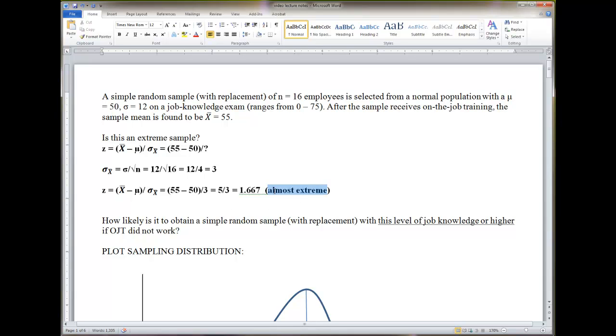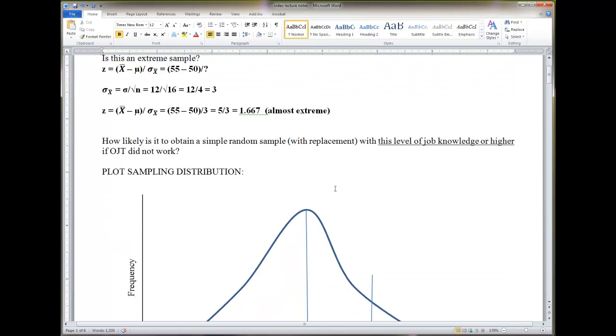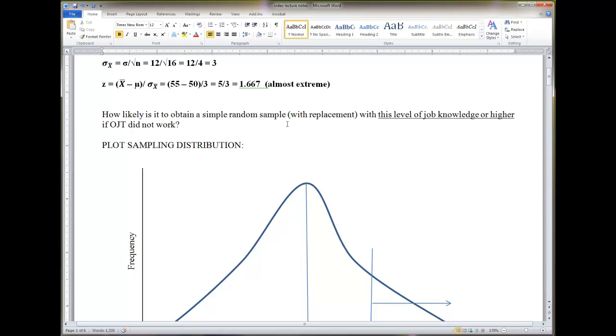The reason that I say this is almost extreme is because the loose criteria for an extreme z-score, which would tell you that your sample mean is extreme compared to the population, is that you want to see a z-score around 2 or more to be considered extreme. This is almost 2, so we're thinking it may be extreme. To really hone in on that question of whether it is extreme, you want to see the probability. So how likely is it to obtain a simple random sample with replacement with this level of job knowledge or higher if on-the-job training did not work?